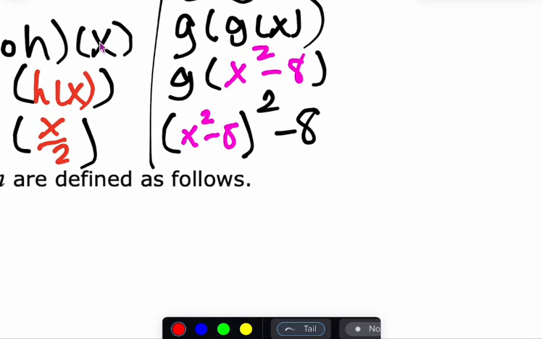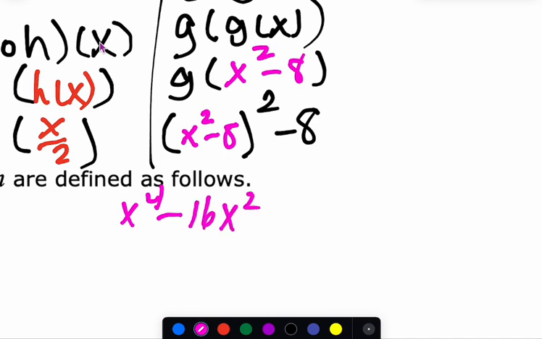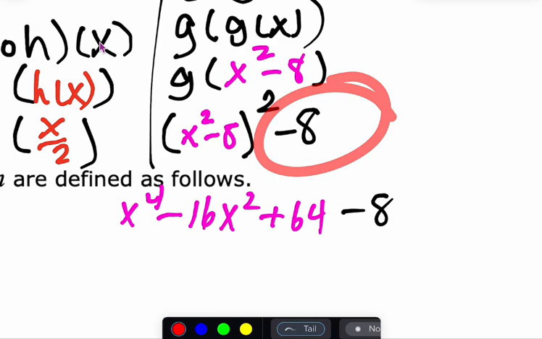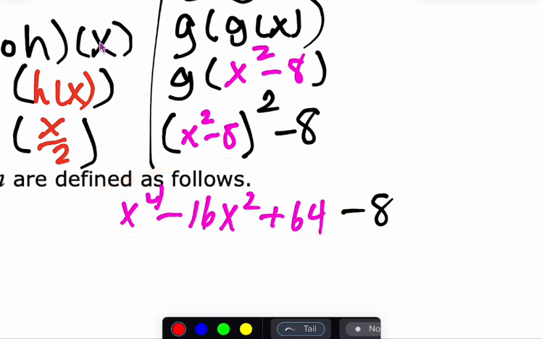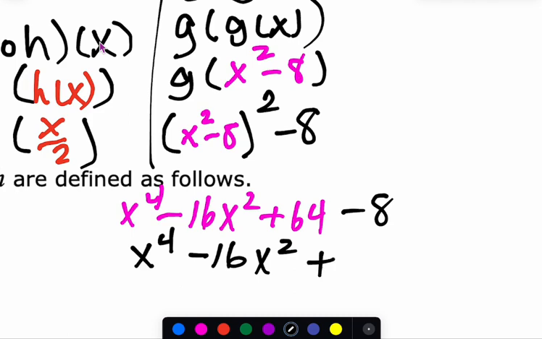Now let's talk about that multiplication. x squared minus 8 times x squared minus 8 is going to be x to the 4th. You're going to get a minus 8x squared and a minus 8x squared for a total of a minus 16x squared. And the negative 8 times negative 8 is plus 64. But then you do have that minus 8 on the end. Don't forget, you still have it. We are squaring our input and taking away 8. And then when you combine it, the answer will be x to the 4th minus 16x squared plus 56.